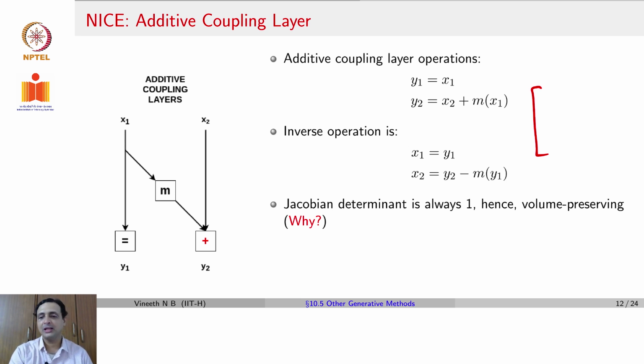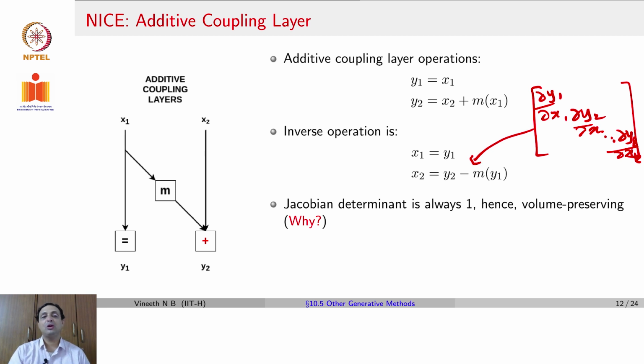In your Jacobian matrix, you would have dou y1 by dou x1, dou y2 by dou x2, so on and so forth till dou yk by, for the moment let's say dou xk, assuming both are the same dimensions. All these values, if you look at these equations, will be 1. Product of the diagonal elements will be 1. The Jacobian determinant will be 1. This is called a volume preserving operation.